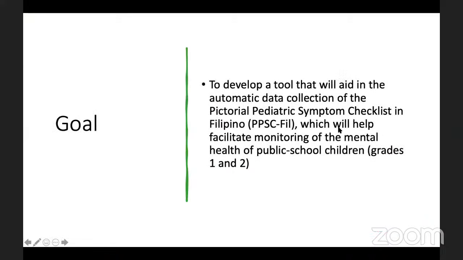So the goal of this research, one of the goals actually from the big picture, is to develop a tool that will aid in the automatic data collection of the pictorial pediatric symptom checklist in Filipino, which will help facilitate monitoring of the mental health of public school children.